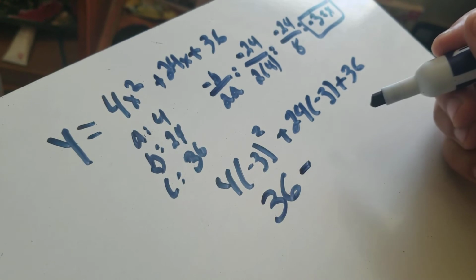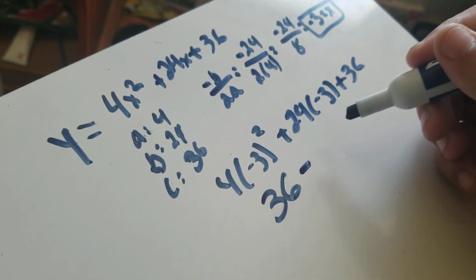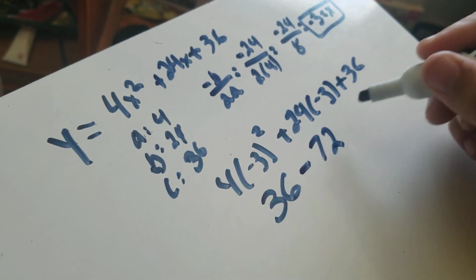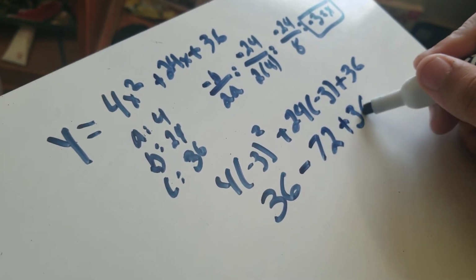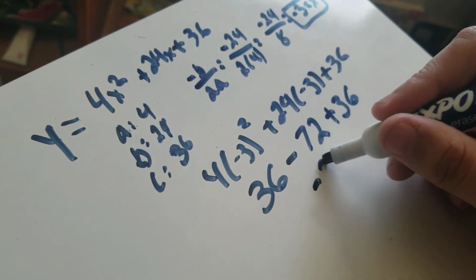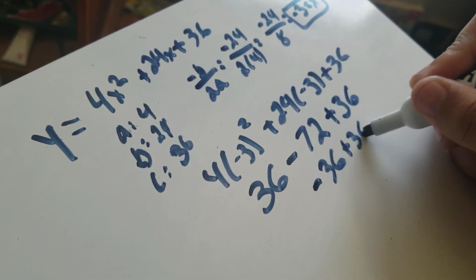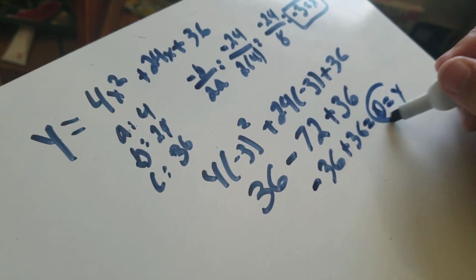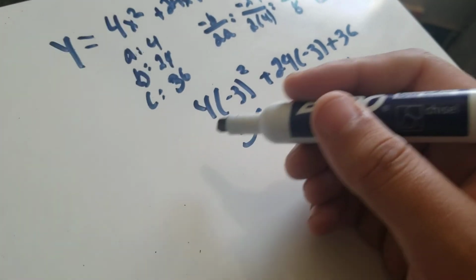Minus 24 times 3: 24, 48, 60, 72. Okay, it works out. Plus 36. So 36 minus 72 is negative 36, plus 36, which equals y equals 0. So y equals 0. You can start your table, but I just want you to see something.